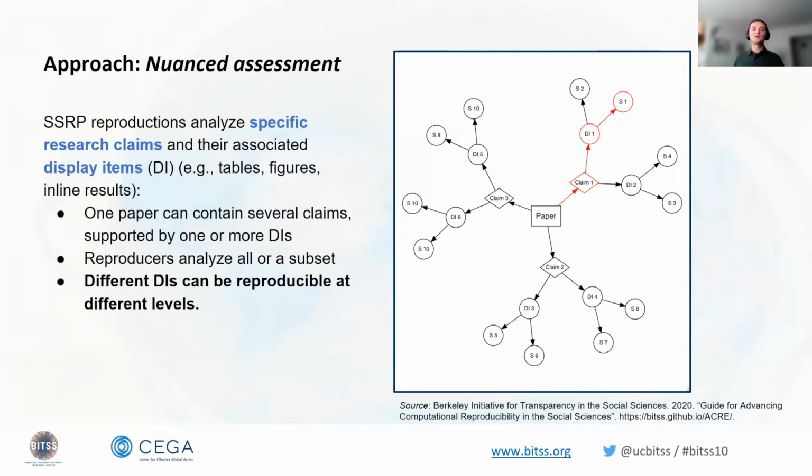Essentially, what we're trying to get at here is moving away from binary judgments about papers, declaring entire papers as reproducible or not, into a more nuanced assessment where we can say this paper is, for example, reproducible at level 5 out of 10 for such and such specification.